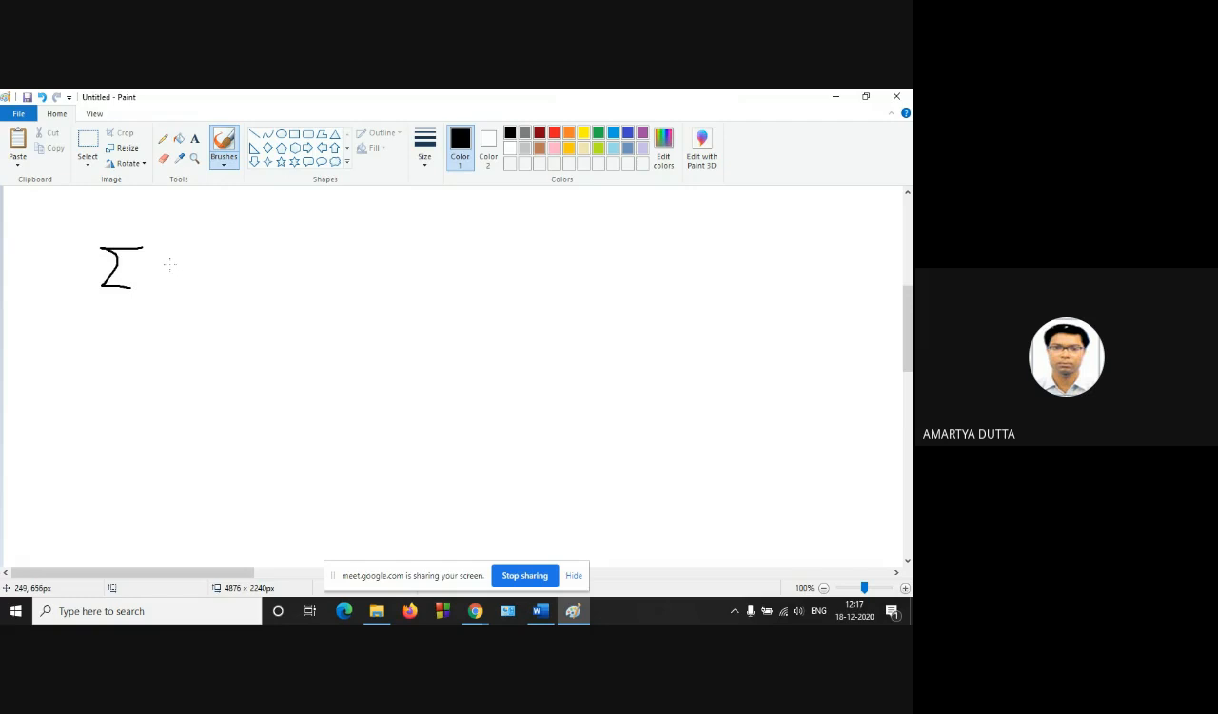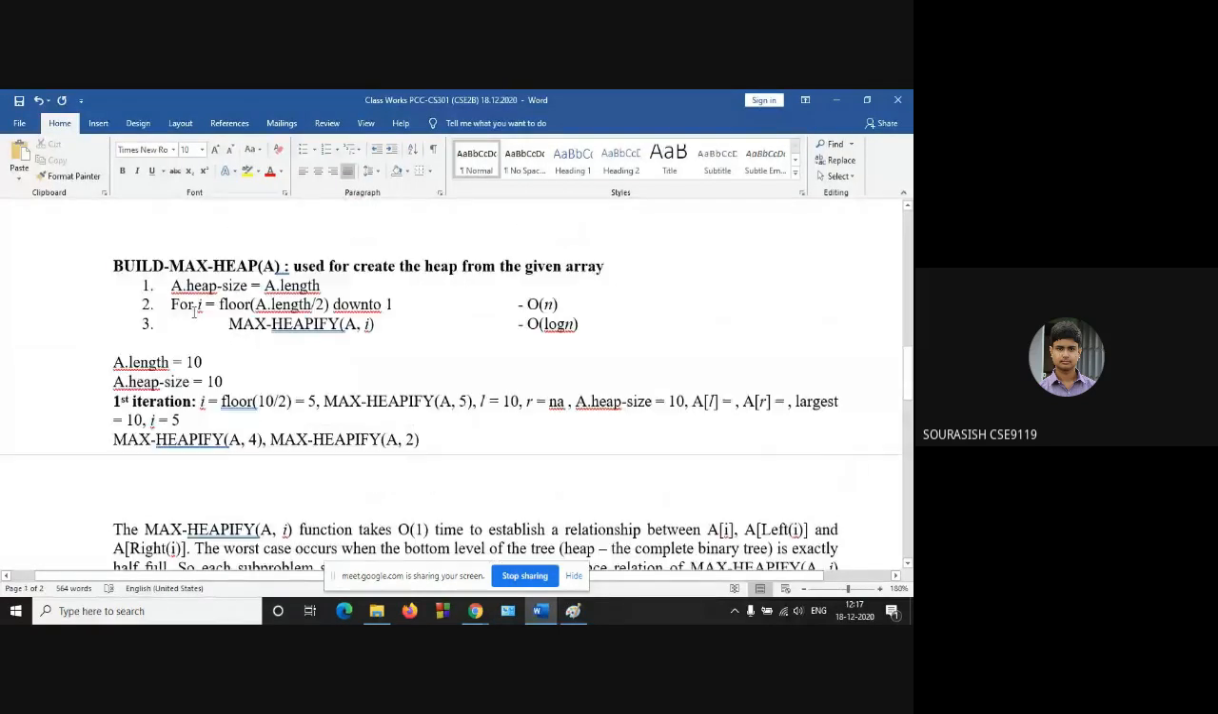So what is the height? What is the order of build max heap? Build max heap is used for creating a heap tree from the given array. Build max heap uses the max heapify function. Now, max heapify complexity is order of log n.